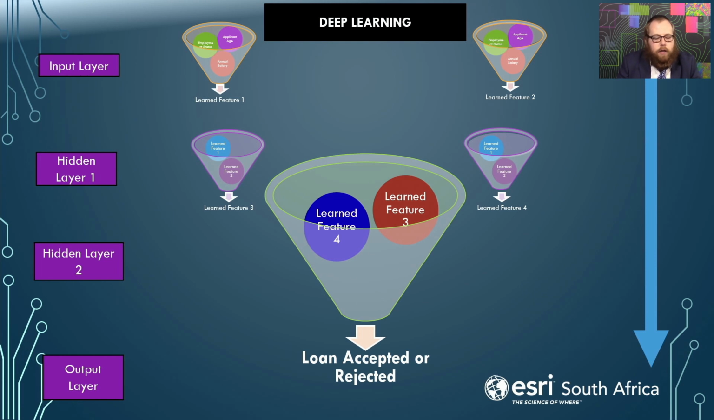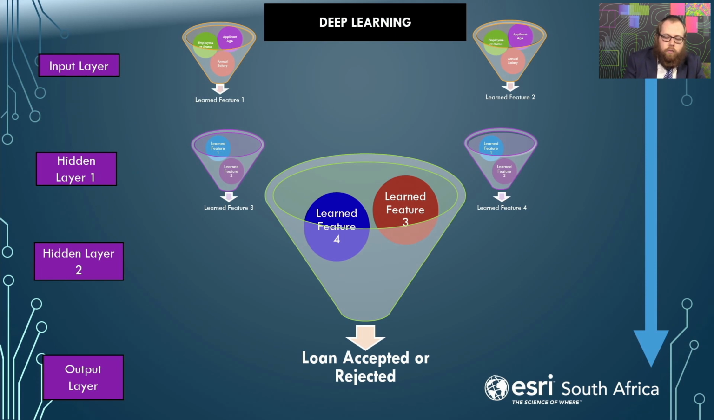So here we have learned feature 1 and 2, but those are then combined to create new features, learned features 3 and 4, a new hidden layer. And we could have 2 hidden layers, we could have 5, we could have 100. And some of the most successful deep learning models today do have dozens or hundreds of intermediary or hidden layers.